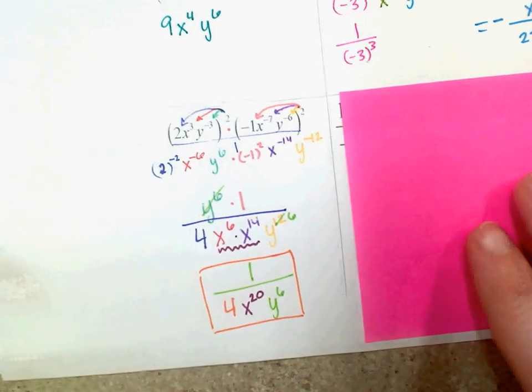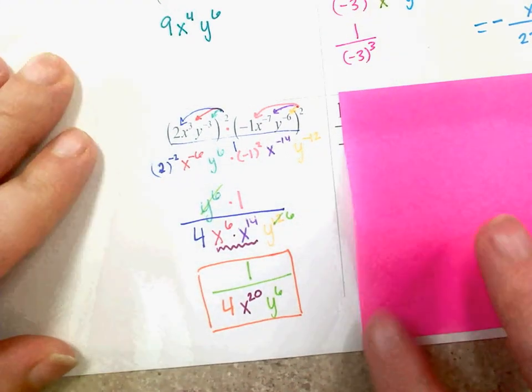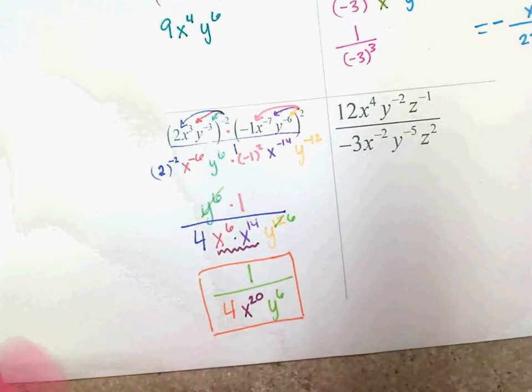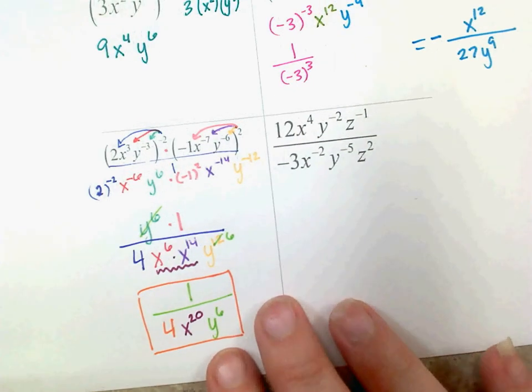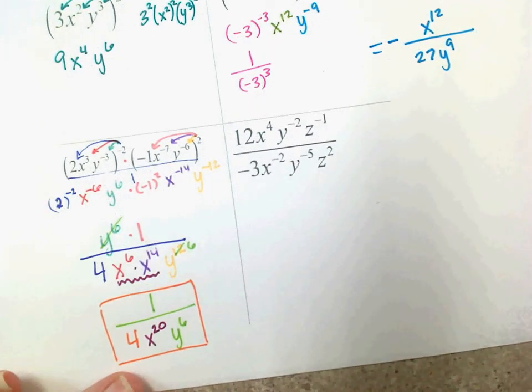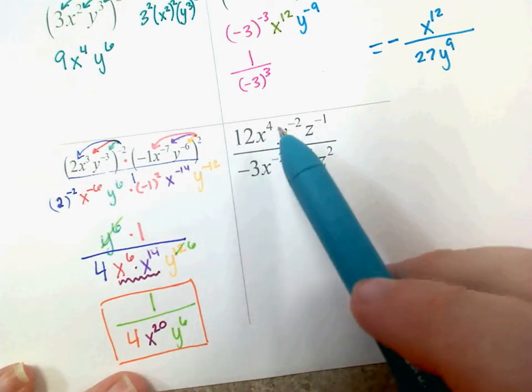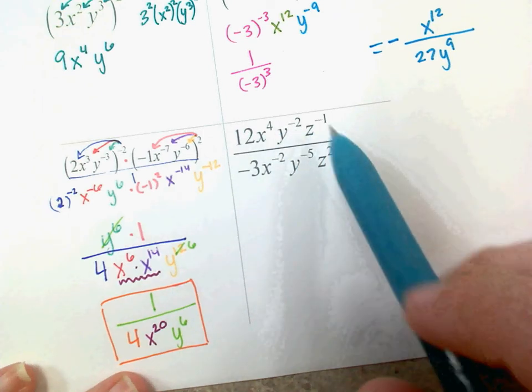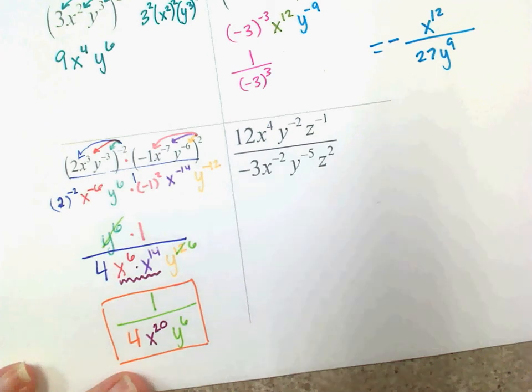Now we do this one. Okay, so it's already in a fraction form, and you could do the whole subtracting the powers, 4 minus a negative 2, negative 2 minus a negative 5, negative 1 minus 2, and then moving from there. But I find it's easier to just do this.